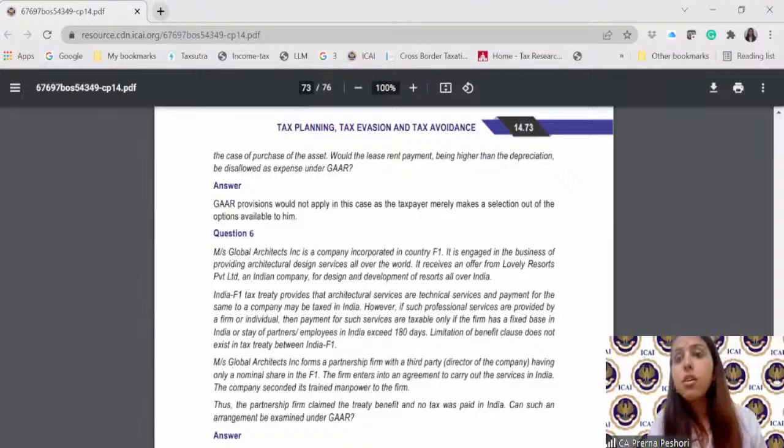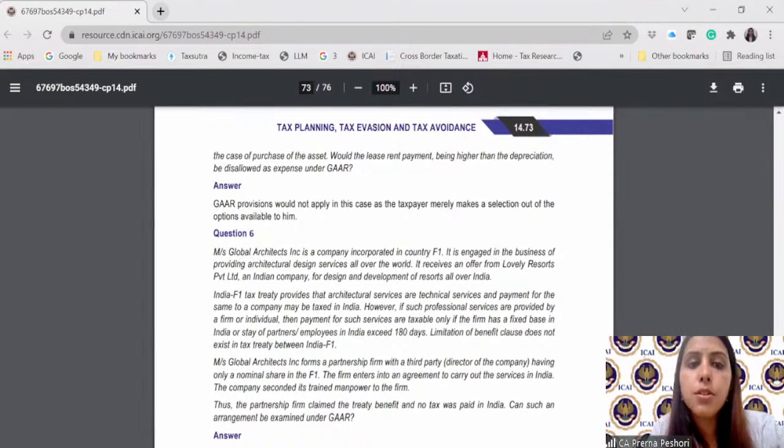So therefore, there is an impermissible avoidance arrangement which also lacks commercial substance. Because here, the firm did not have anything; it had just a nominal share in F1. And the company had only seconded its manpower to the firm. So the firm was a sham as such. Therefore, since it was an impermissible avoidance arrangement, GAR will be applicable in this case. Is that clear? Clear?